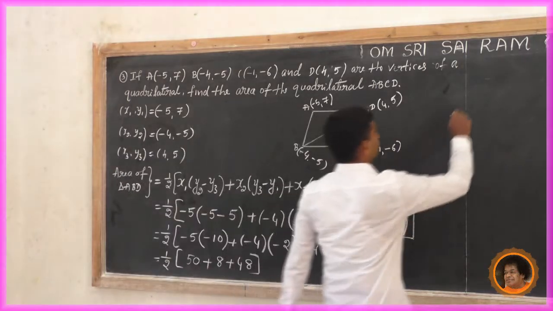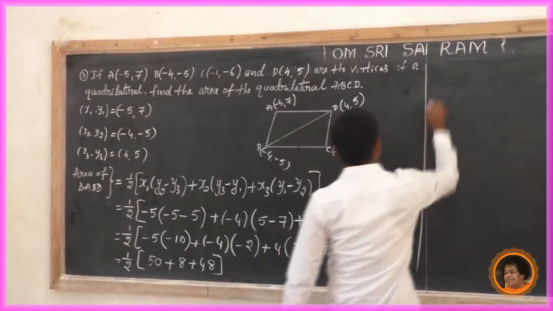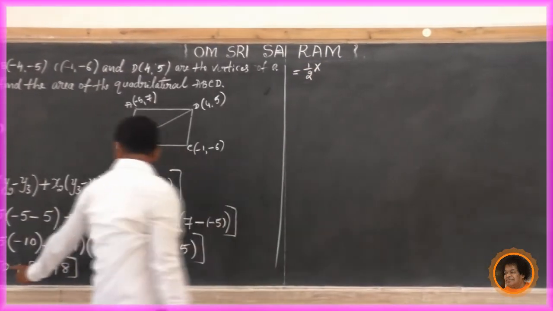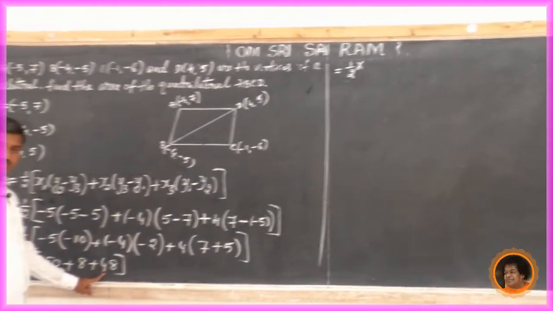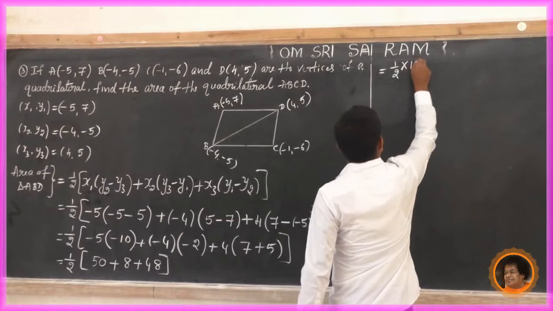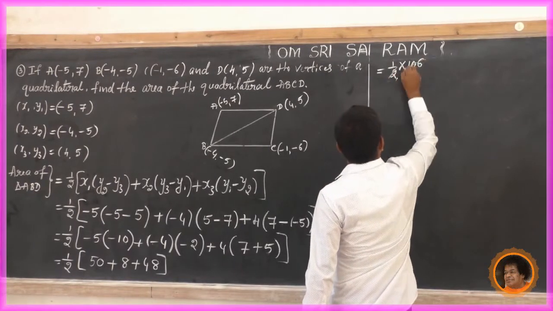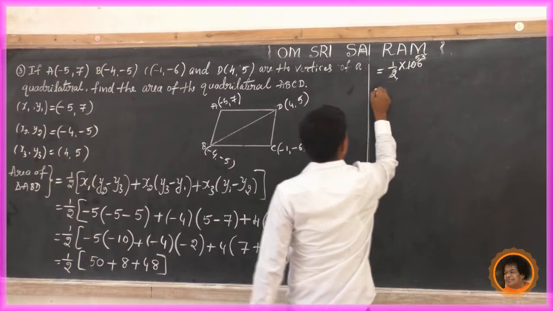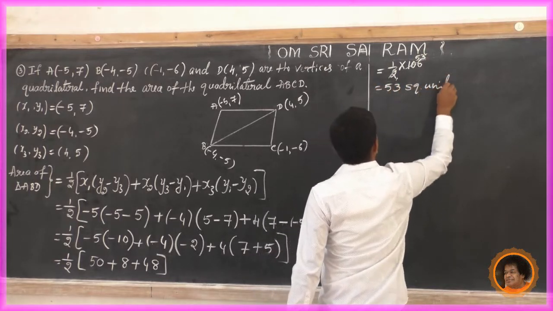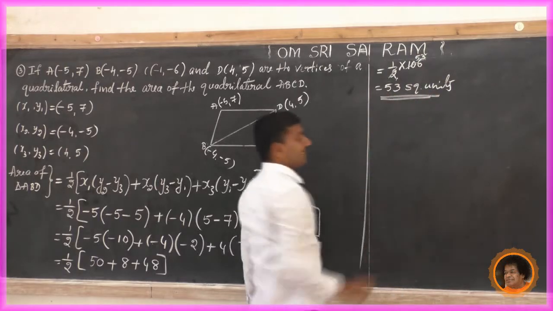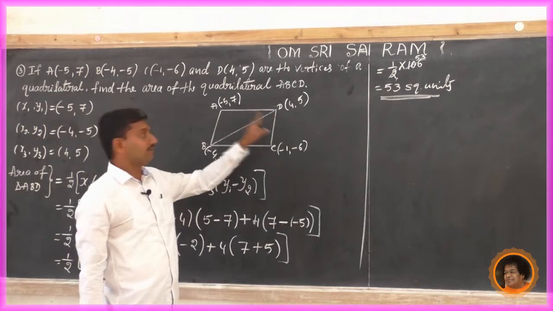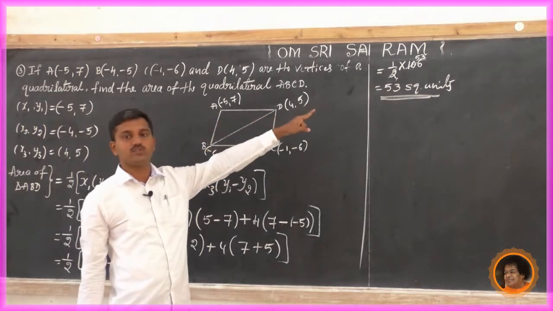So equal to half into 50 plus 8 plus 48, that is 106. 106, 2 1s are 2, 2 5s are 10, 2 3s are 6. So which is equal to 53 square units. So this is the area of the first triangle ABD. So the area of the first triangle ABD is 53 square units.